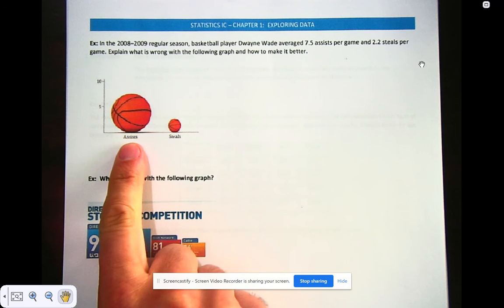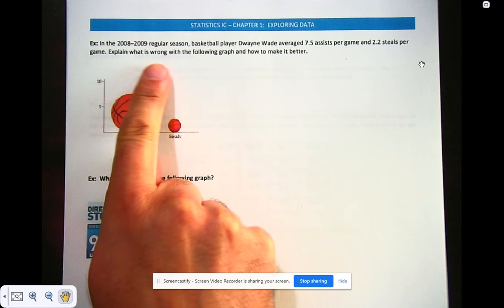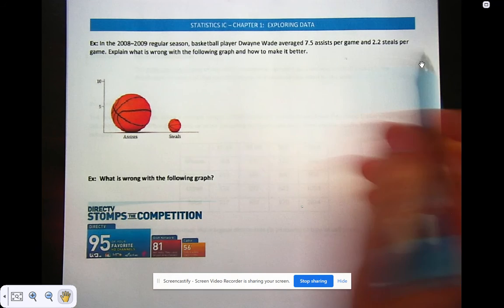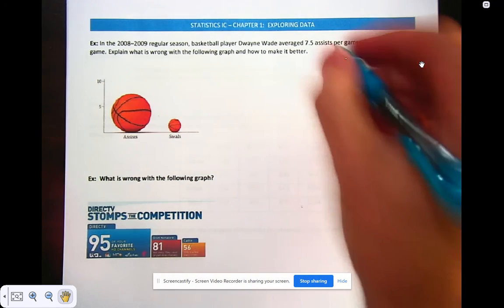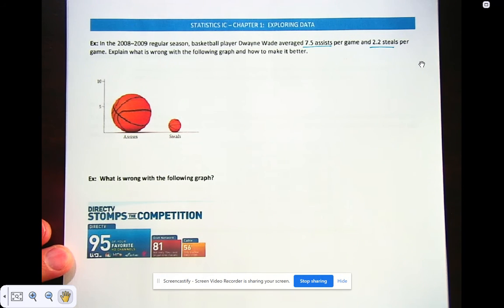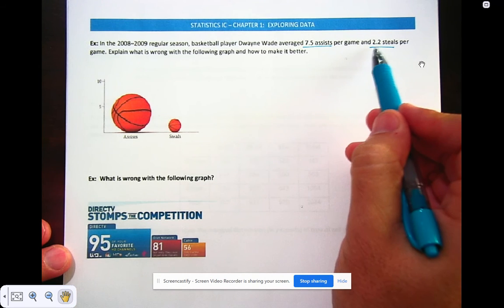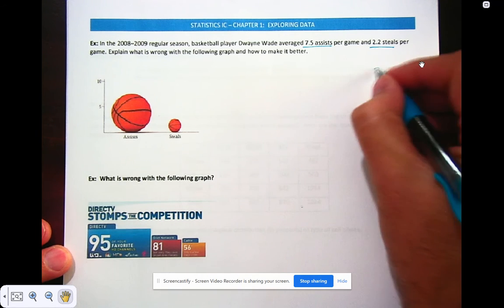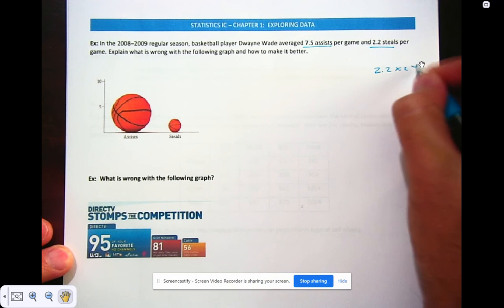For instance, in 2008-2009, basketball player Dwayne Wade averaged 7.5 assists per game and 2.2 steals per game, right? So these numbers are not confusing to us. We all know 7.5 and 2.2. And what do we know about them? Well, double 2.2 and you get 4.4, right? So if you double it, you get 4.4.